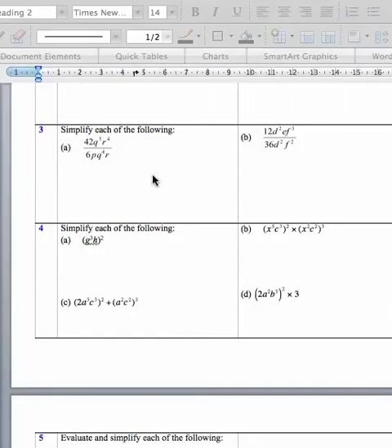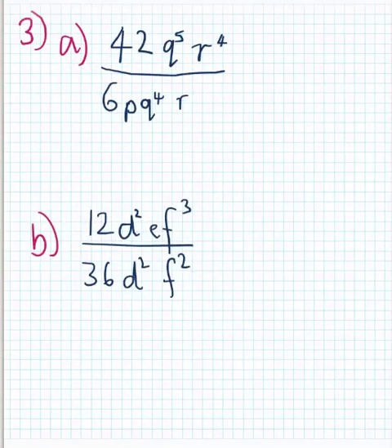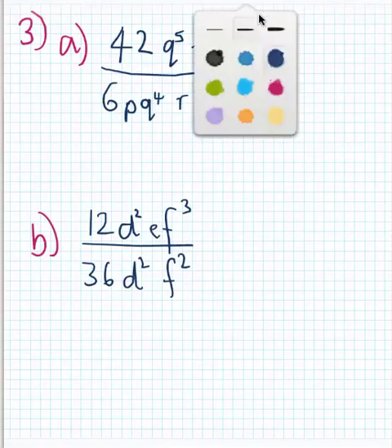Now, question 3, if we have a look, we have to simplify these algebraic fractions, and it's simply by taking out factors. So I've got the questions here. So when you do this, start off with your numbers as normal fractions. I've got 42 on top and 6 on the bottom. So I know that a factor of 42 and 6 is 6. So divide by 6. I'll just change my color.